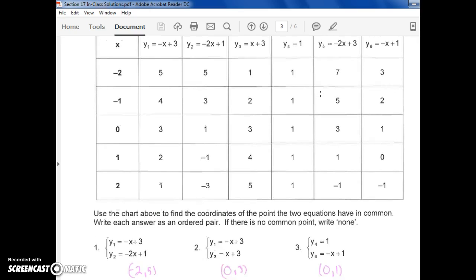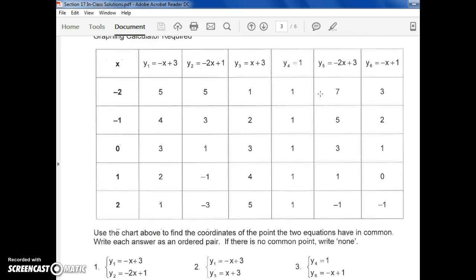So for the first one, we're looking at y sub 1 and y sub 2. We're looking for the first two equations. So once again, we're looking for where the y coordinate is the same. And it appears that it's right here. There's our y coordinate that's the same. Oops, sorry. I have to grab the highlighter there. Here we go.